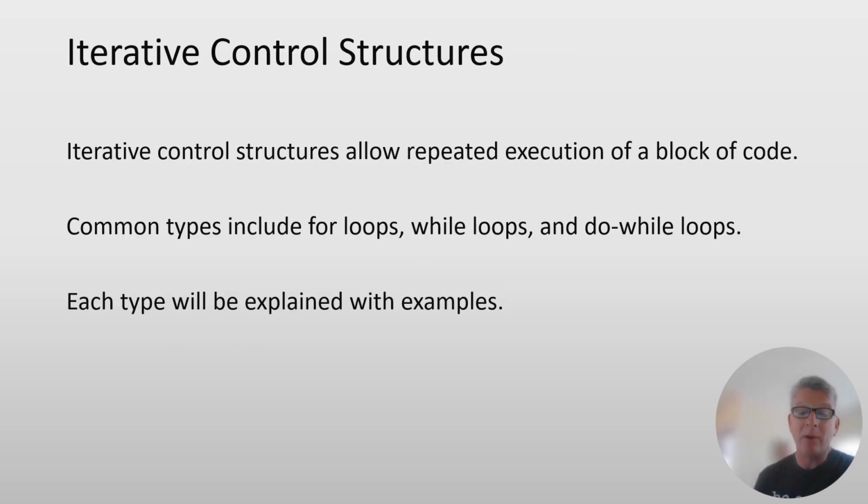Now we're going to get into loops, and these are iterative control statements. These allow separate execution of blocks of code. We have a for loop, a while loop, and a do while loop. We also have recursion, but we'll talk about that later. So a for loop is just going to run as many times as we tell it to. A while loop will always run when the condition is true.